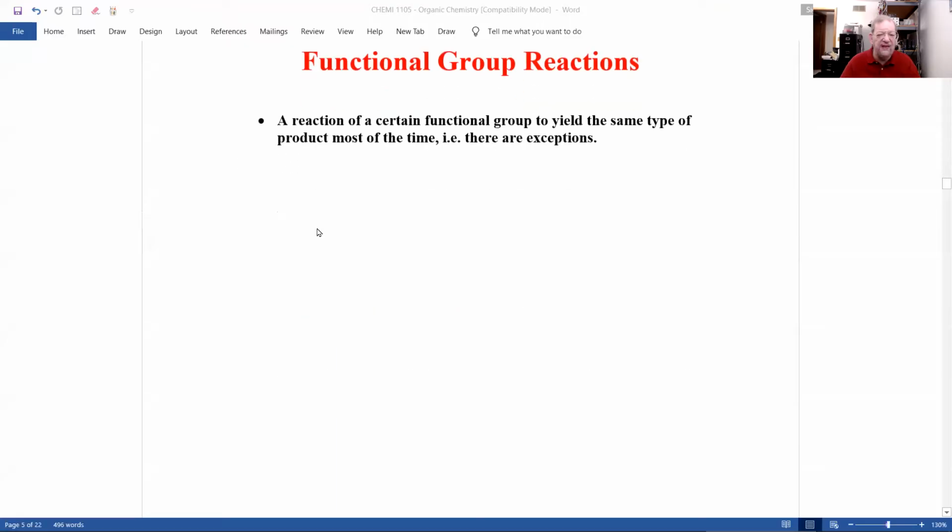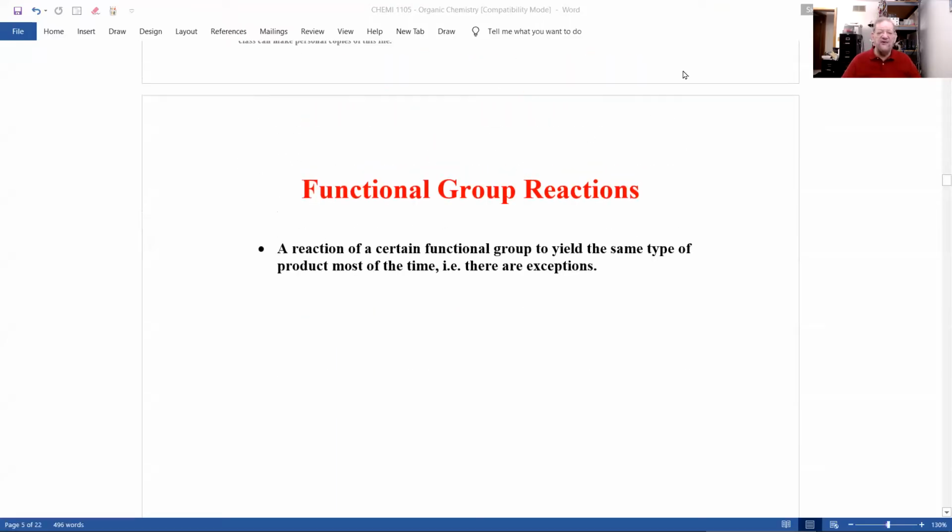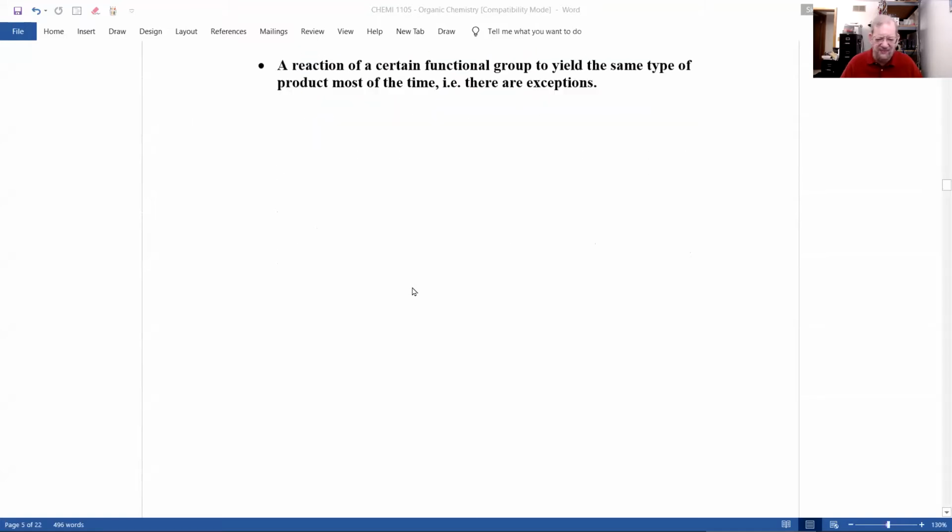All right. Now, functional group reactions: it's a reaction of a certain functional group to yield the same type of product most of the time. There are exceptions, but that's the beauty of organic chemistry, and it is beautiful. Well, I'm biased. I'm an organic chemist.